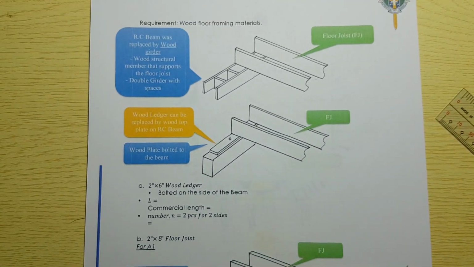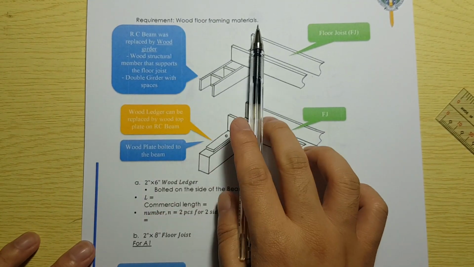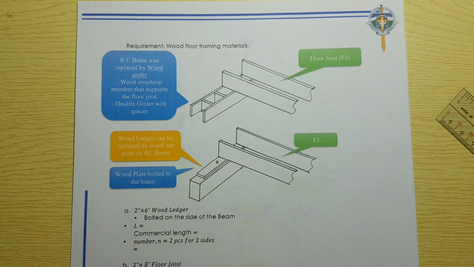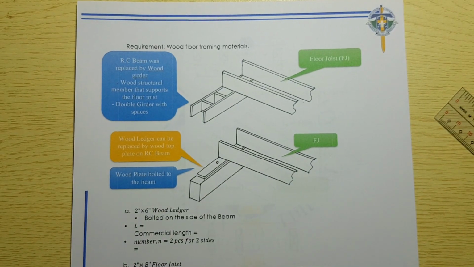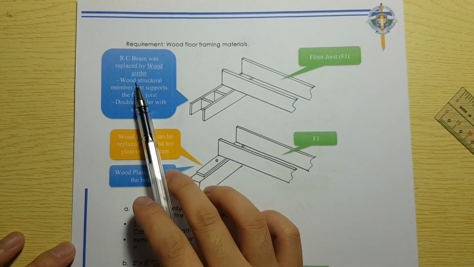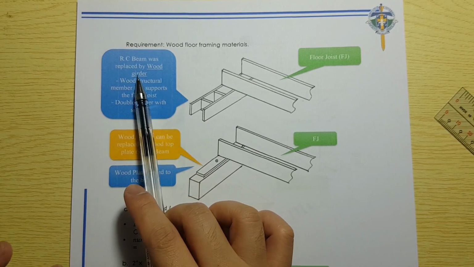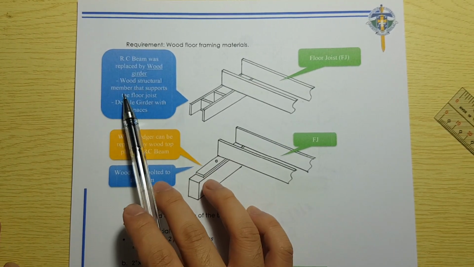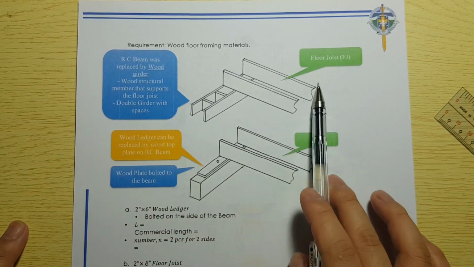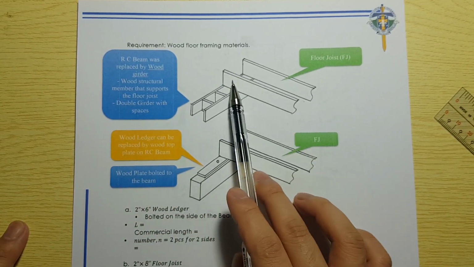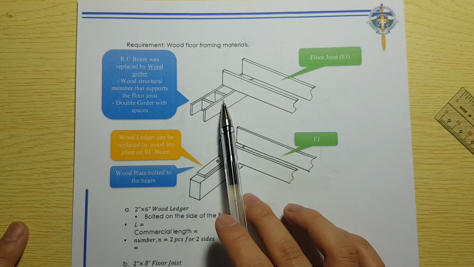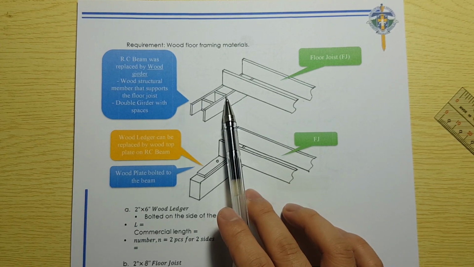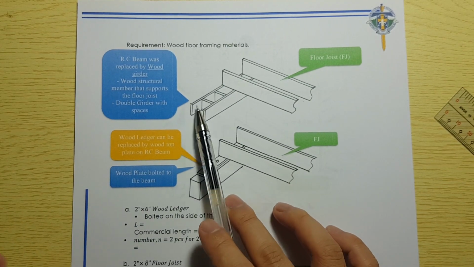Okay, so requirements. Wood floor framing materials. We need to estimate the wood floor framing materials. If we are to replace the reinforced concrete beam, it should be replaced by a wood girder. So it is a structural member that will support our floor joist. So this is our floor joist, and it will be supported by a girder. And it is a double girder with space.